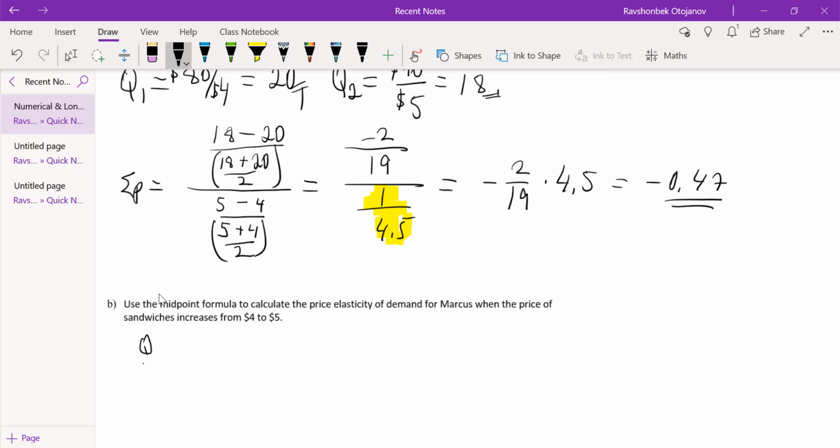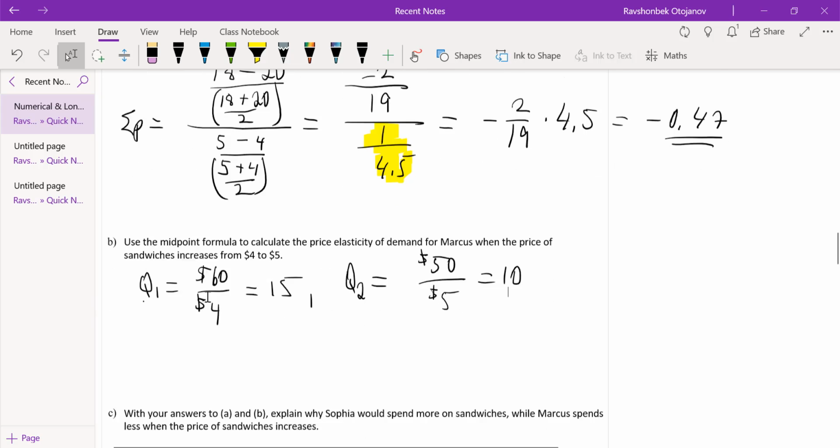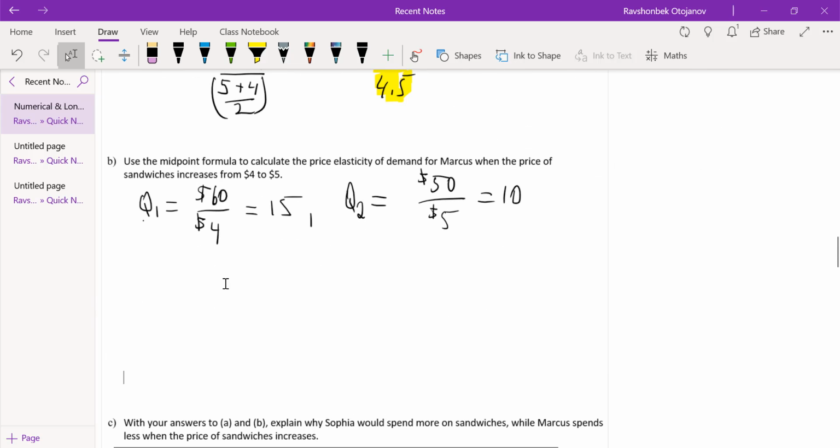So what's the quantity 1 for Marcus? He spent $60 when the price was $4 on sandwiches, so that gives us 15 units. Quantity 2, the second month quantity demanded, is now $50 spending when the price was 5, so that's 10 units. I now have the quantities, so all I need to do is plug them in.